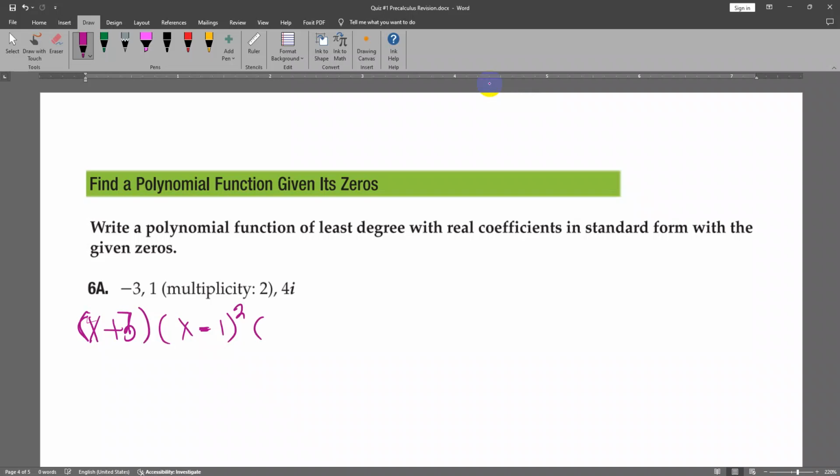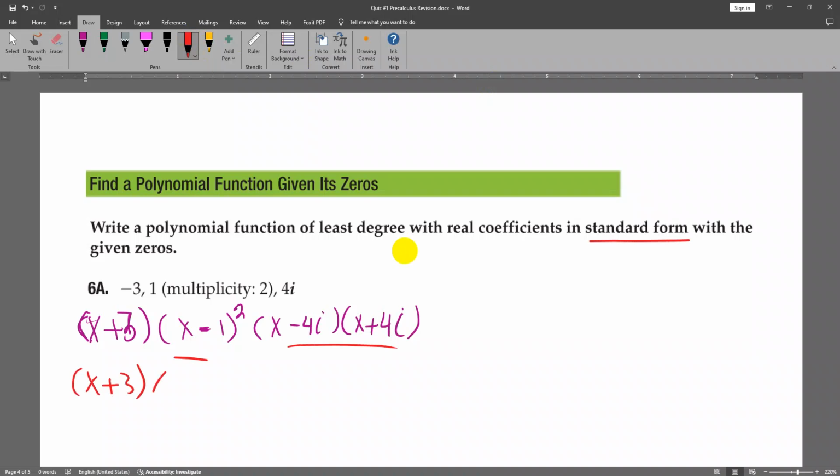And the zero is 4i, so we'll make it x minus 4i, and also x plus 4i, because the conjugate must also be a zero. So let's start. We will expand this one and multiply this one. Let's keep the first one the same right now, because we need to write it in standard form. This one will be x power 2 minus 2x plus 1, and this one will be x power 2 plus 16.